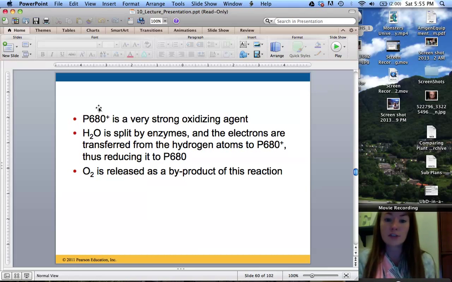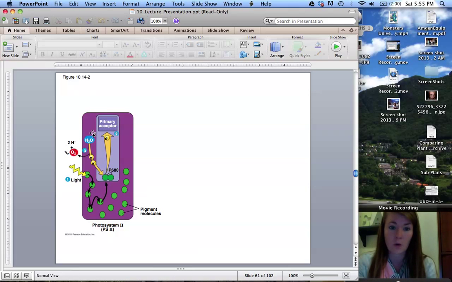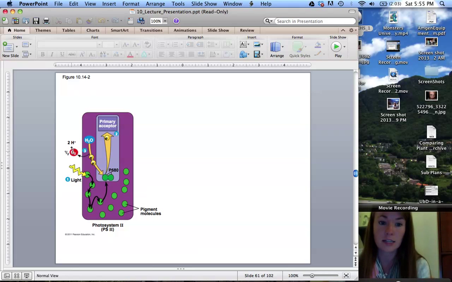And so oxygen is released as a byproduct of this reaction. So water gives its electrons to P680 because it doesn't have any because it just gave them away. And now the oxygen is what leaves from the water. And that's where we breathe out water. It's from photosystem 2. That's step 3, is water splitting and replacing the electrons that P680 just gave to the primary electron acceptor.